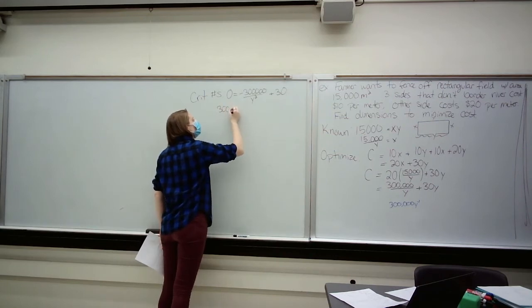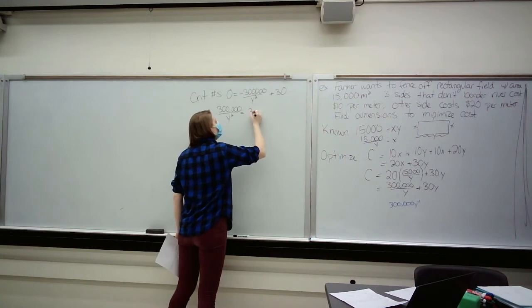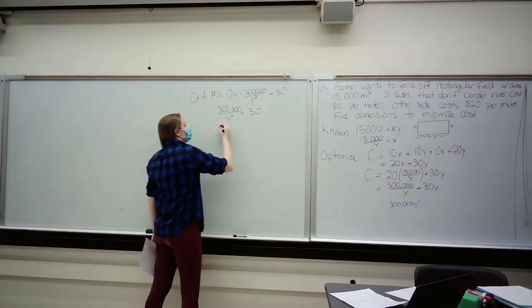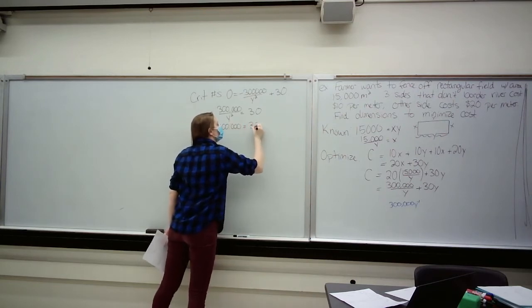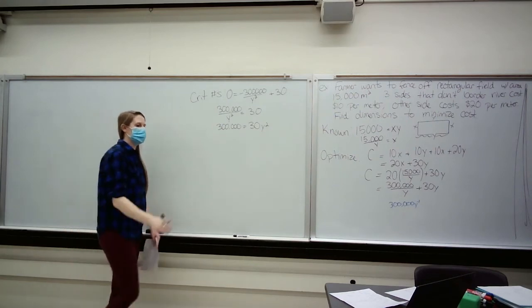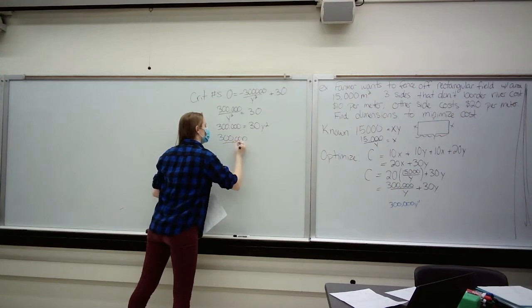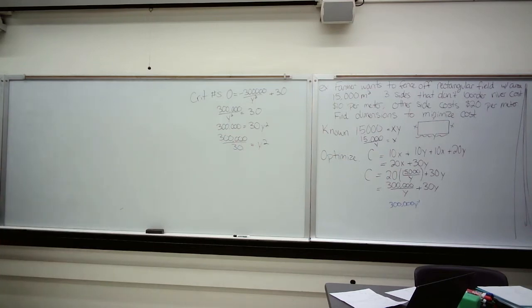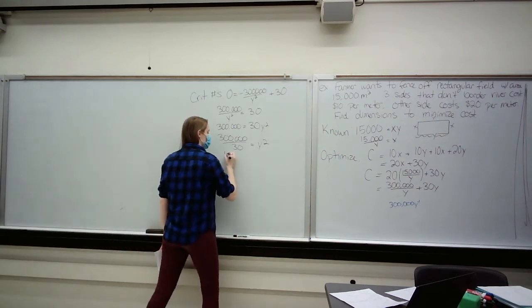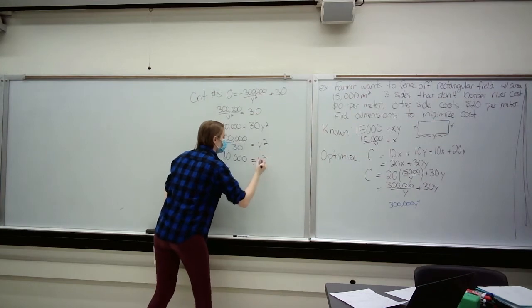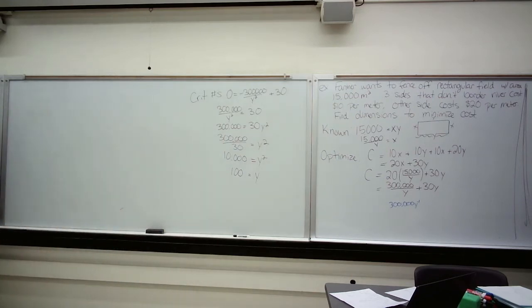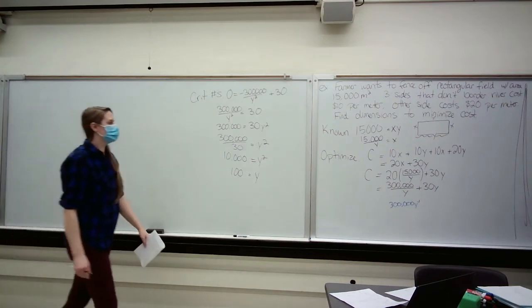So zero equals negative 300,000 over y squared plus 30. So I can multiply both sides by y squared, and get 300,000 equals 30 y squared. Square root. Yep. Can you go over again where y squared came from?